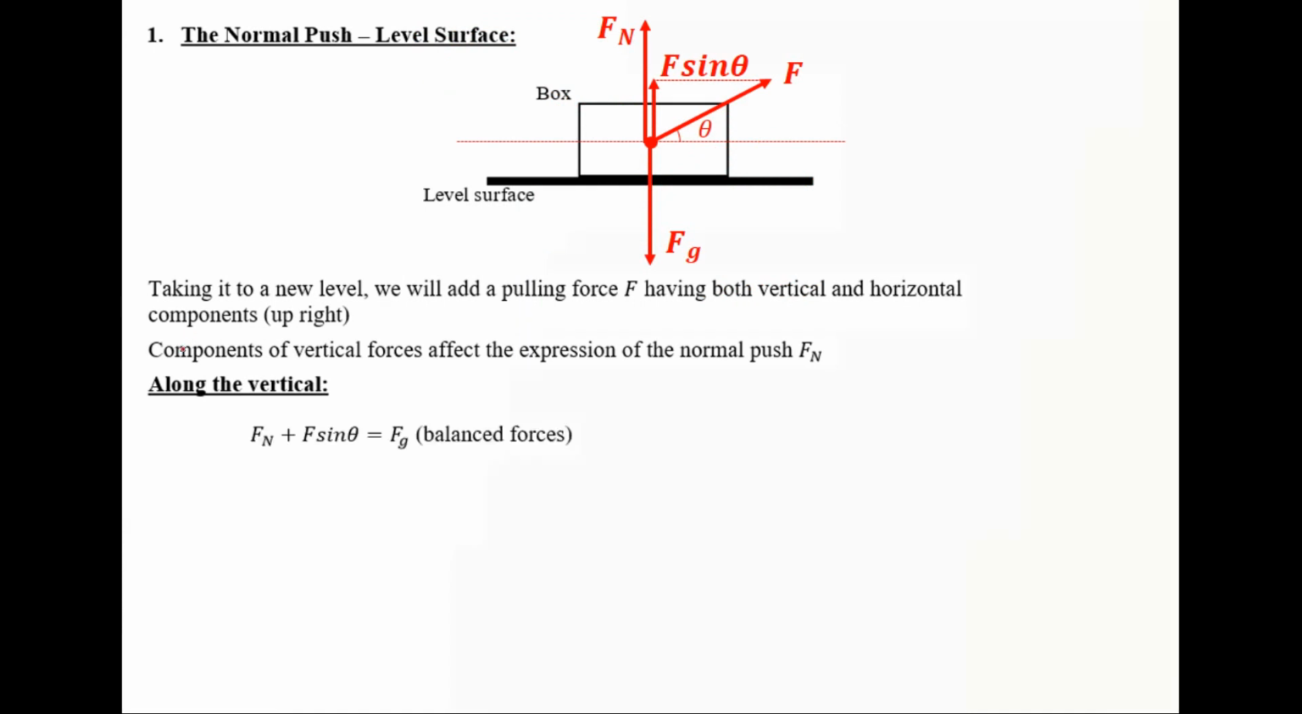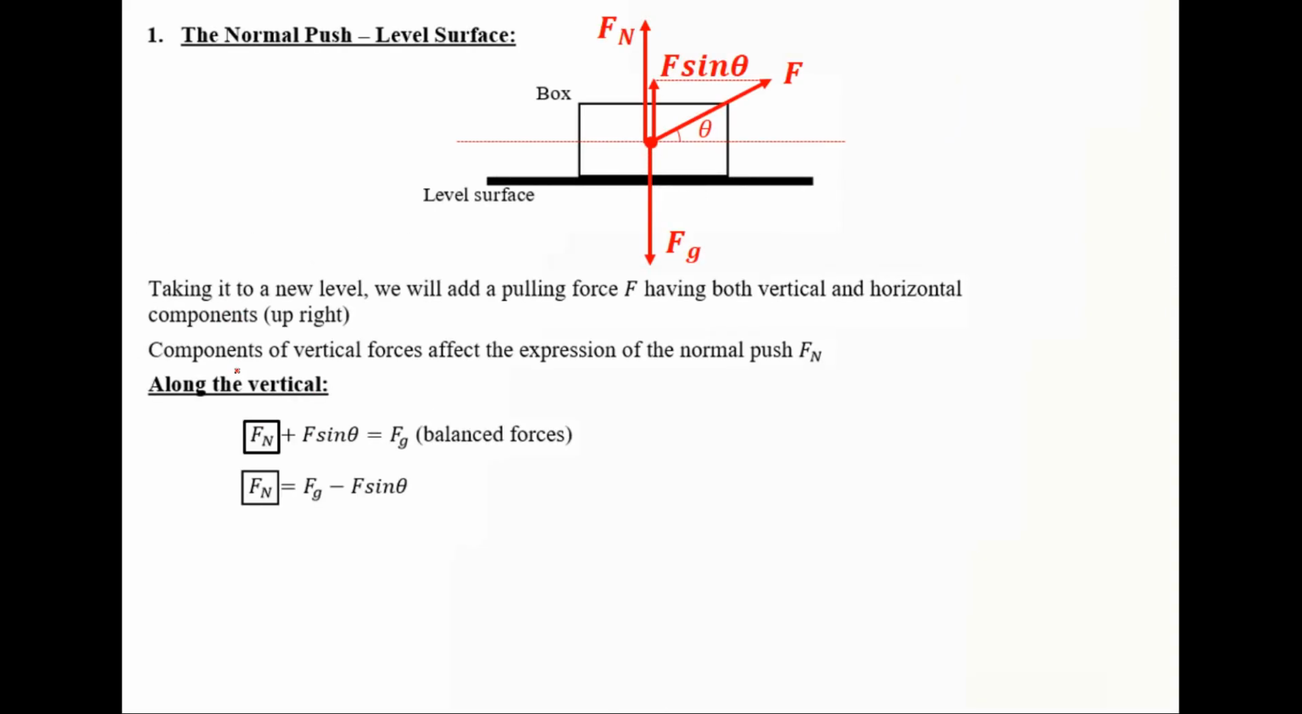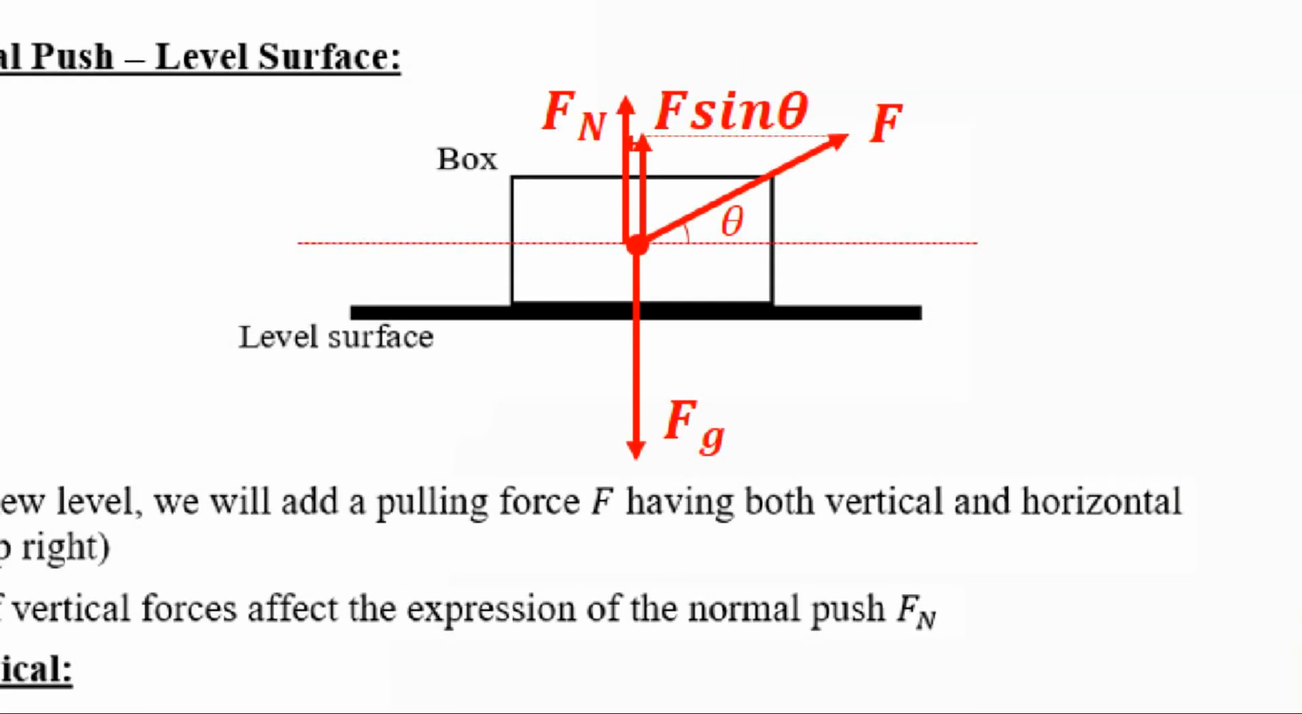So along the vertical, we can say that Fn plus F sine theta is equal to the pull of gravity, and we're searching for the value of Fn. Then Fn in this case is given by the pull of gravity minus F sine theta, which means that the expression of the normal push changes from being the pull of gravity to the pull of gravity minus F sine theta, which is the vertical component of the pulling force. And in this case, the vector representation is wrong. Fn should be replaced by another Fn, which is smaller in magnitude, such that the length of this vector plus this vector is equal to the pull of gravity.